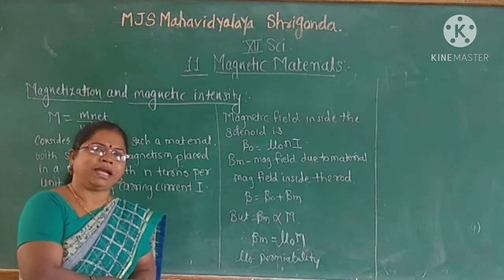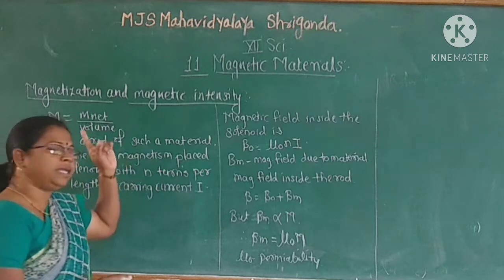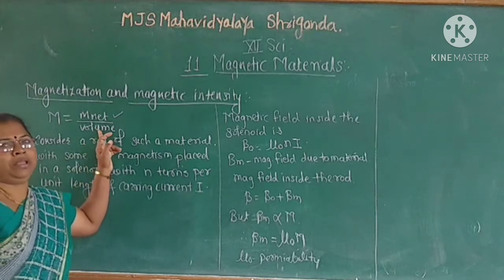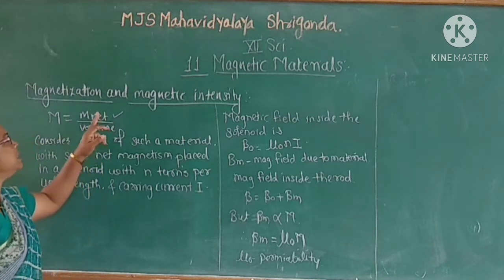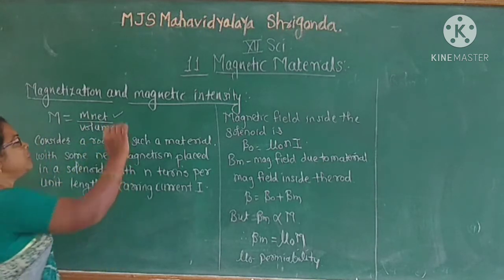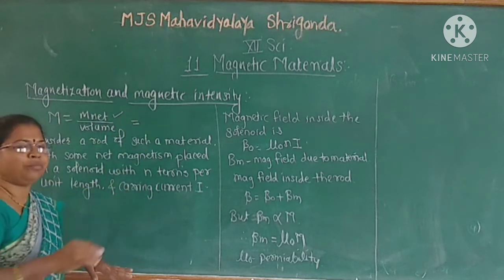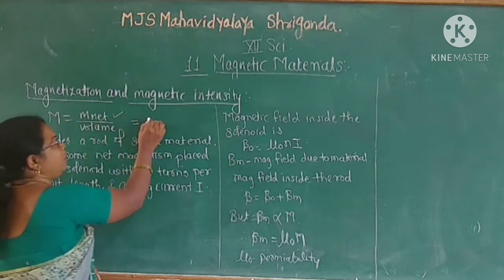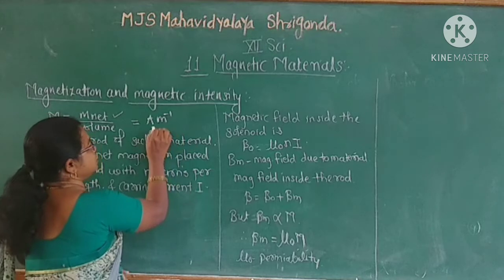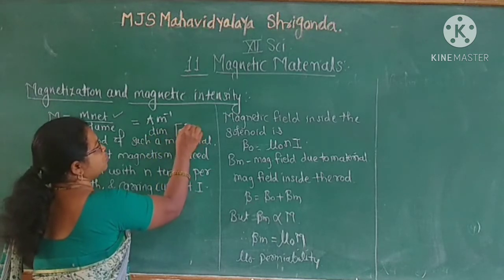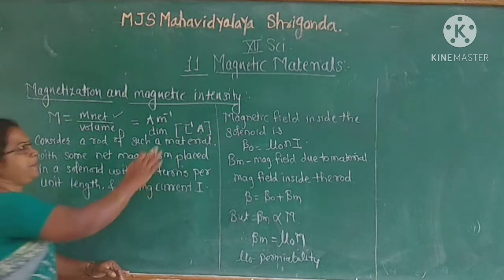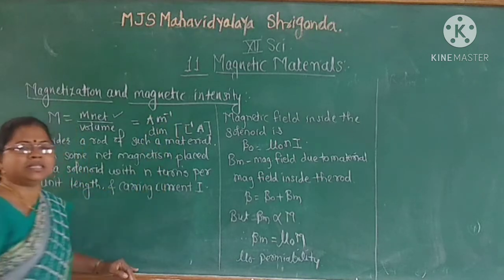In that case, magnetization is the ratio of net magnetic moment to the volume. So magnetization is net magnetic moment per volume. What is its unit? The unit of magnetization is ampere per meter, and its dimension is L raised to minus 1 and ampere. L^-1 and ampere are the dimensions, whereas ampere per meter is its unit.